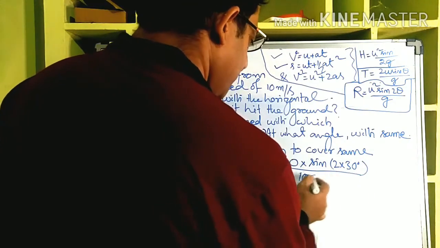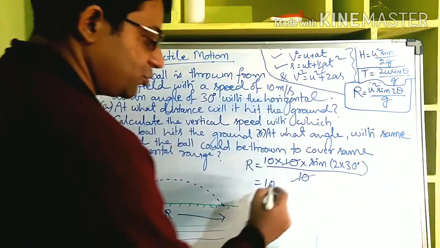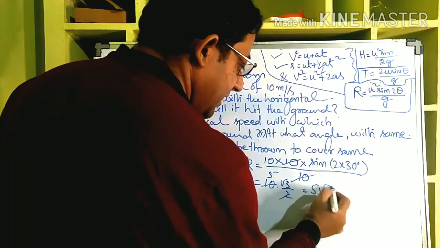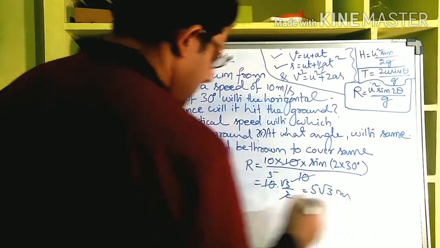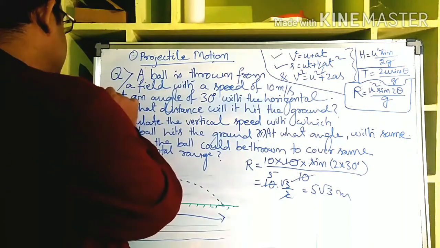So by g, 10 got cancelled with 10. So 10 multiplied by sine 60 is root 3 by 2. Root 3 by 2, 2 fives are 10, so this is equal to 5 root 3 meter. So range is 5 root 3 meter. Clear? So first part is over.